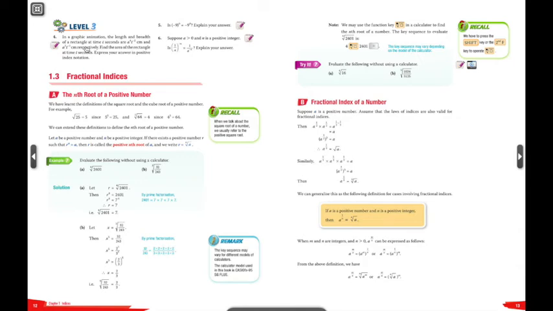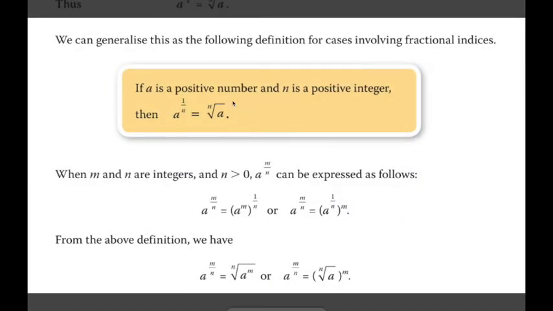Okay, today we're going to start with 1.3 fractional indices. For fractional indices, you're going to encounter powers that are in fraction form. For example, this one is slightly easier, because this is 1 over n. So the denominator in your fraction will be represented this way. It can be expressed as root n.